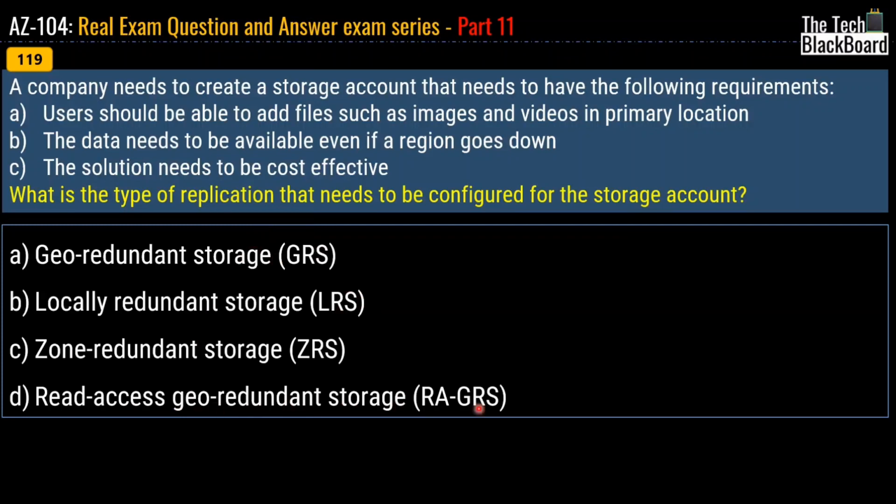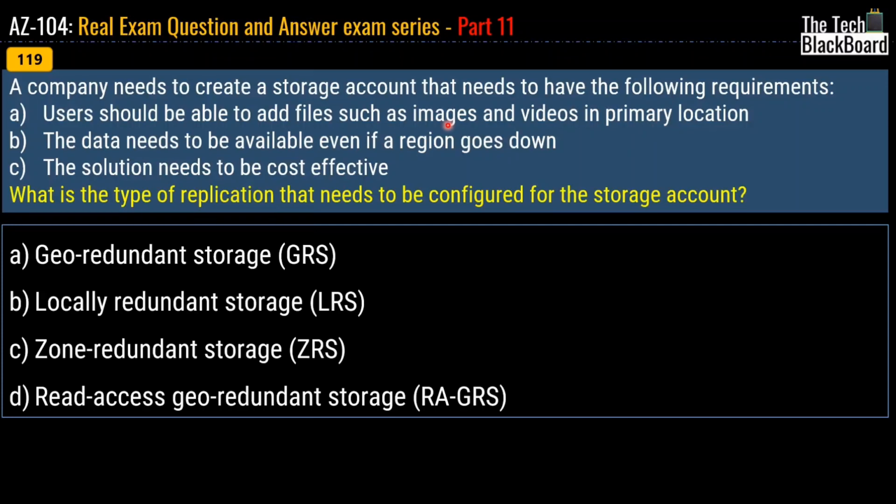Now let's understand the question before we jump into the answer. So if you see the question, there are a few important hints that Microsoft gives you in this question. The first one is that users should be able to add files in the primary location. So this line is very important because if you understand it very carefully, it says that only the primary location should be writable. We do not want to write files in the secondary location.